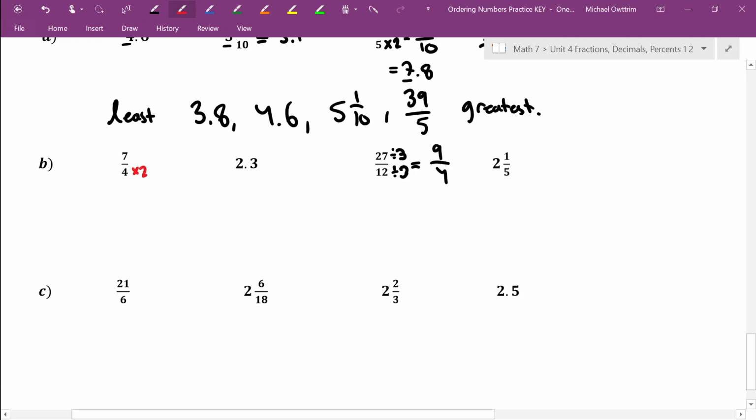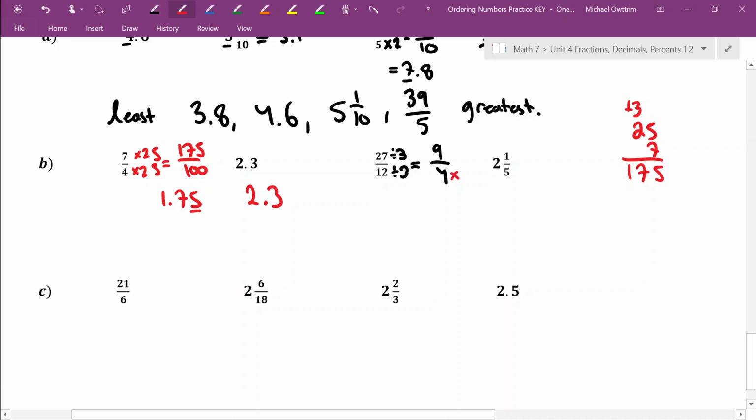7/4, times 25 times 25. 7 times 25 is 175, I believe. We'll check that. 7 times 5, 35. 7 times 2 is 14. Plus our 3 is 17. That's better. So this is 175 out of 100. Let's write that over here, which is 1.75, reaching the hundredths place. This is 2.3, obviously, already.